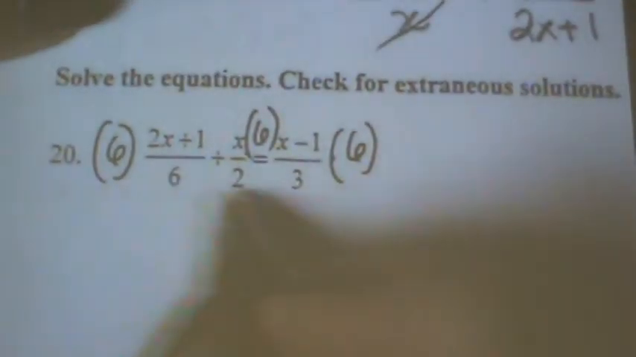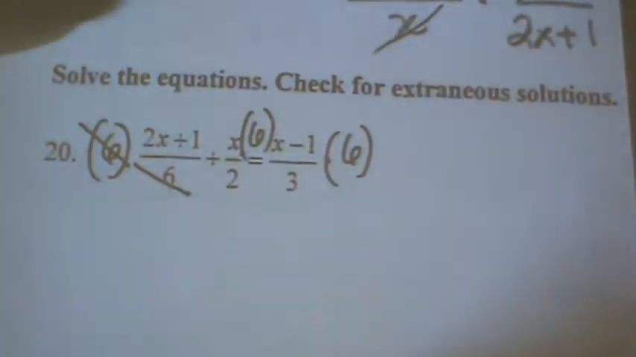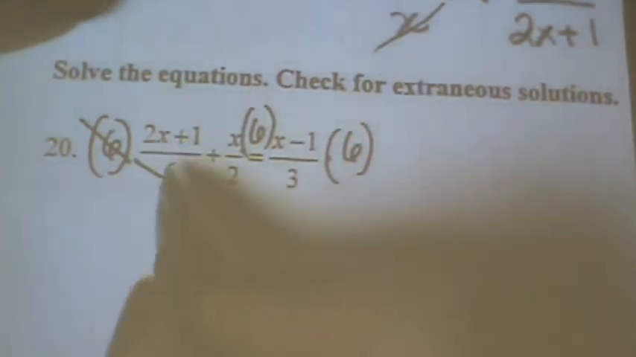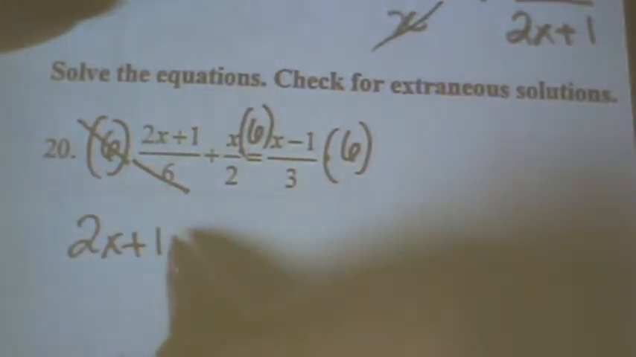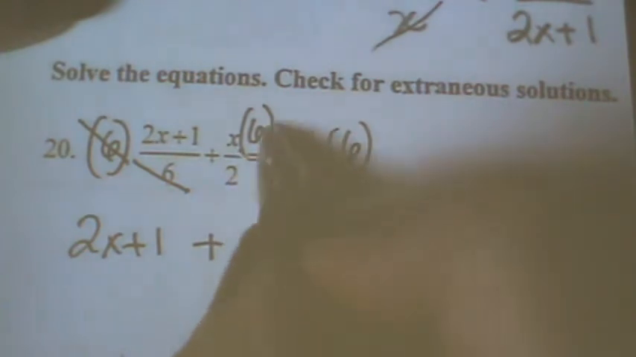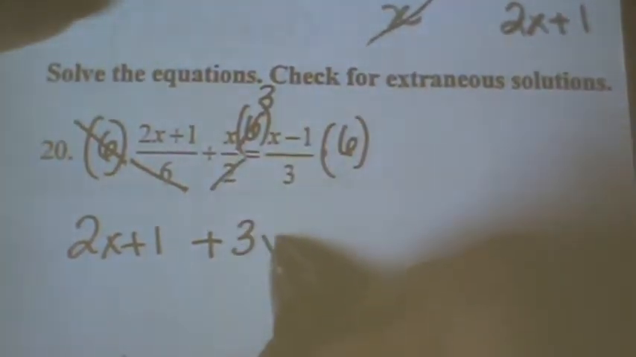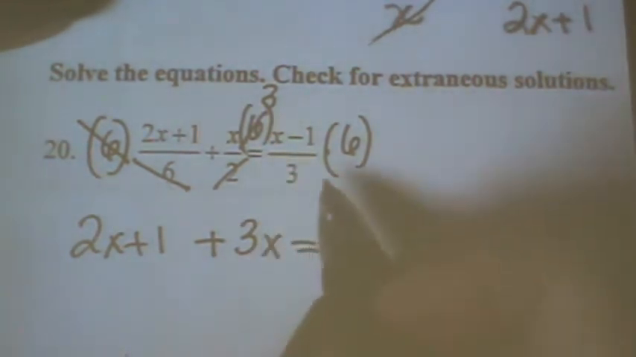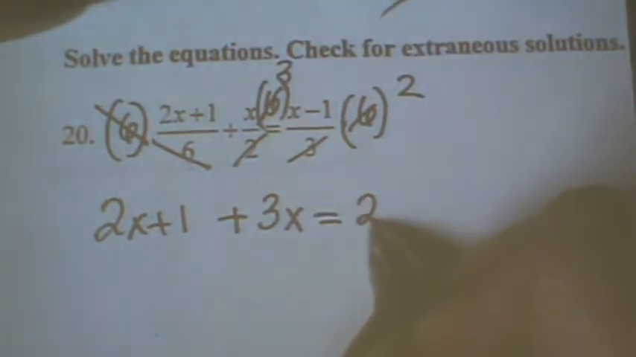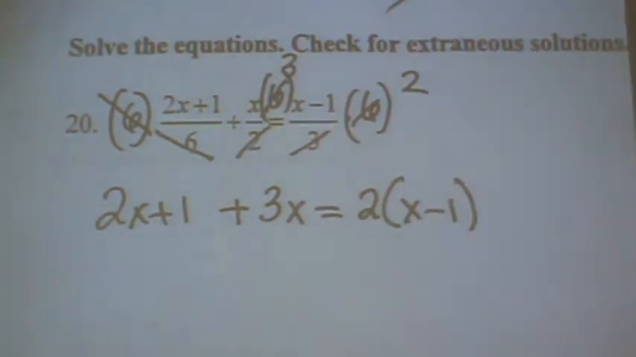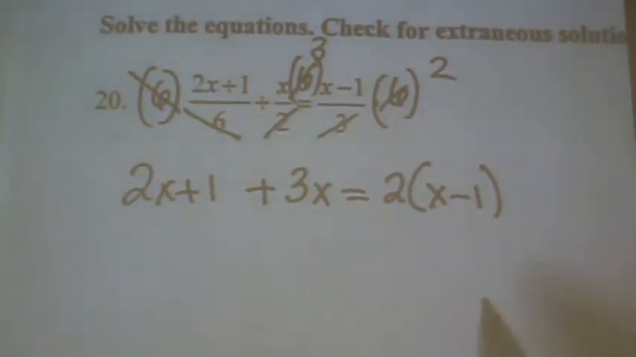So you're going to multiply all of these 3 by 6. A 6 will wipe all 3 of these out. So watch. These 6's cancel. So you have 2x plus 1. Then plus, the 2 goes into 6 3 times, so you have 3x here. Equals, be careful here, and then 3 goes into 6 2 times. So you have 2 times x minus 1. No more fractions. So now we're going to simplify.